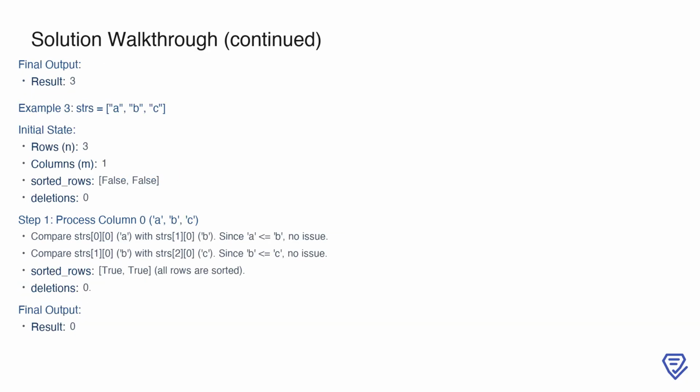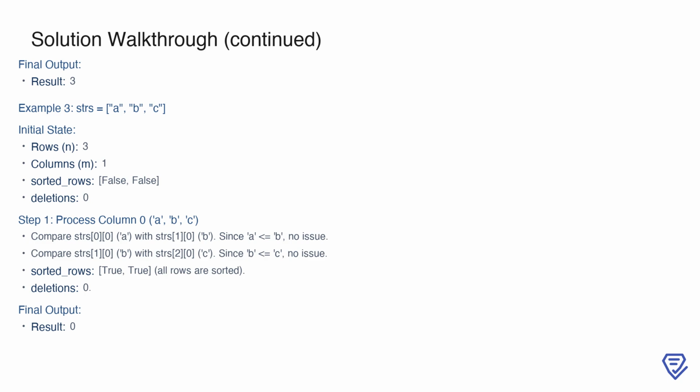In the final example, the strings are A, B, C. Here, we have 3 rows but only 1 column. The sorted_rows array starts as false, false, and deletions are set to 0. Processing column 0, we compare A with B. Since it is less than or equal to B, the order is maintained.